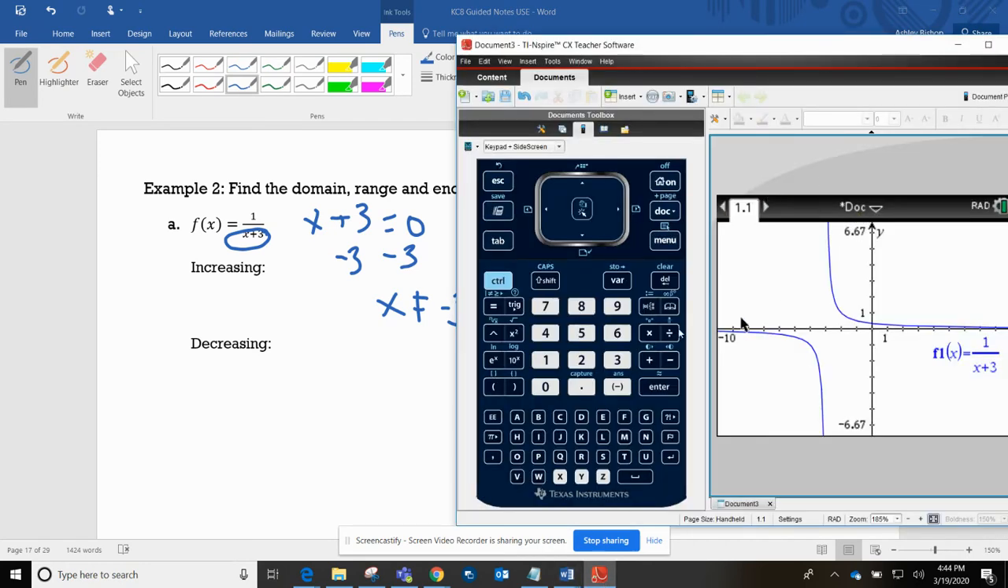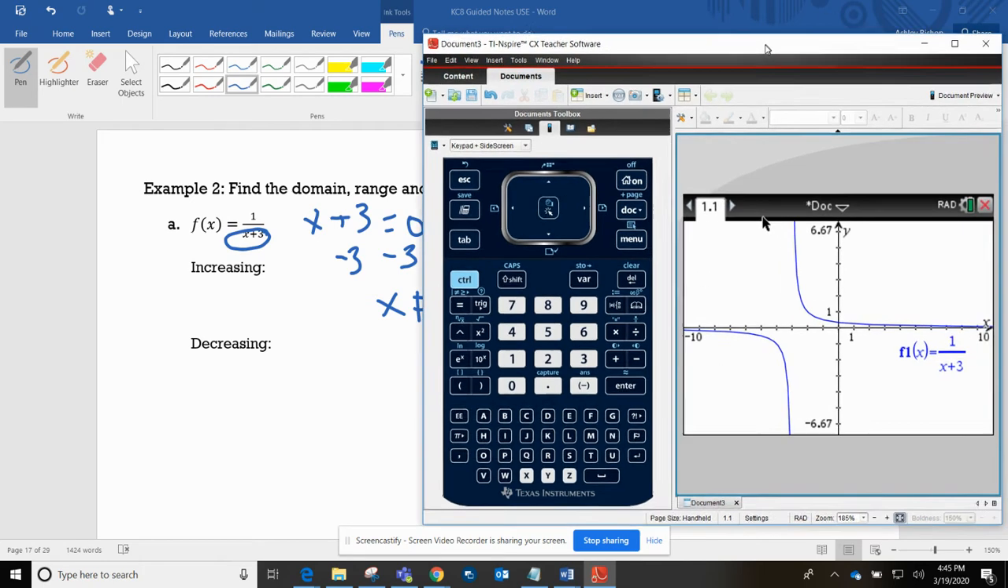So what that means is I'm going to have a vertical asymptote there. So no matter what's happening at x equals -3, which is right here, my graph has to not cross it. So if we're going to have an asymptote at x equals -3, in a second, we're going to fill out the increasing, decreasing.